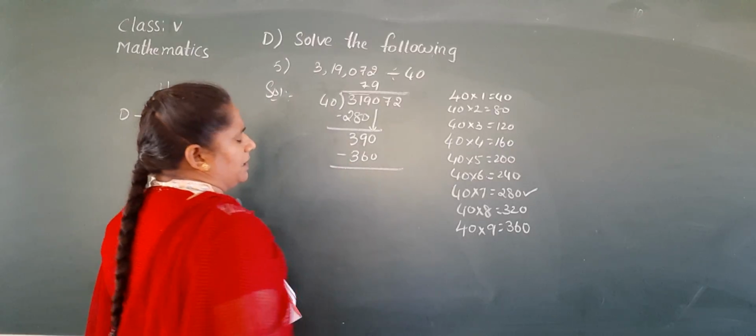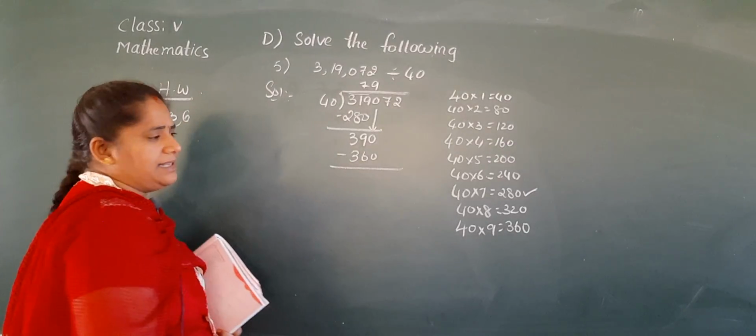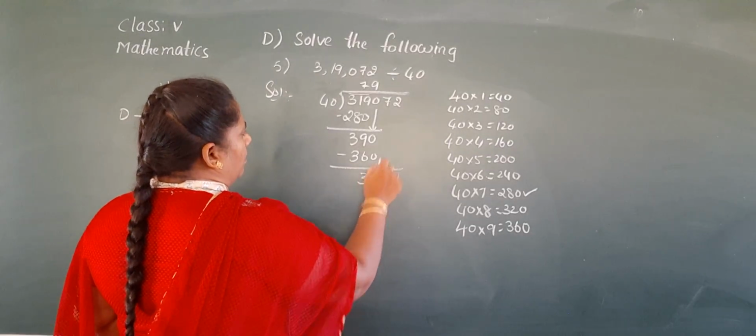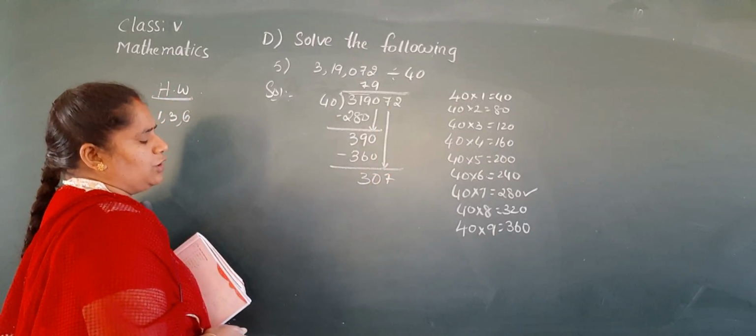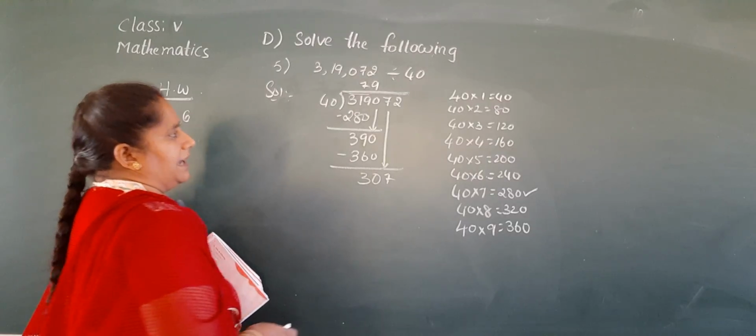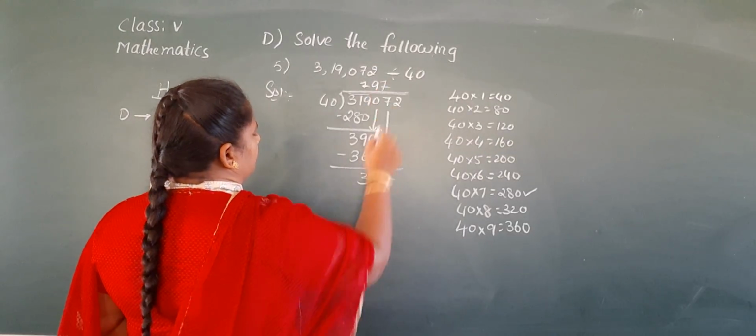360 is the nearest number. Now do the subtraction. 9 minus 6 is 3. 0. Take down 7. Now that number is 307. Which one is the nearest number? 280.